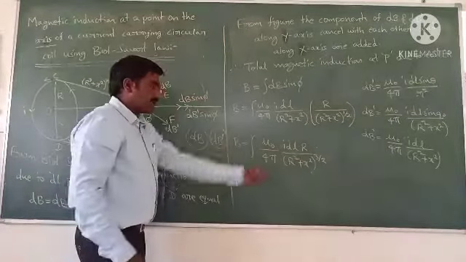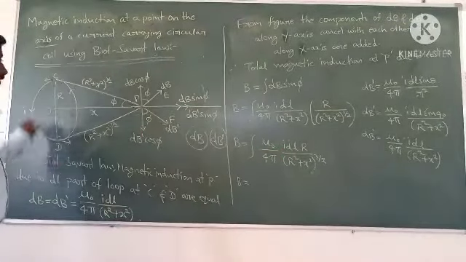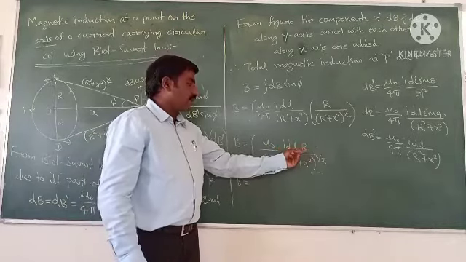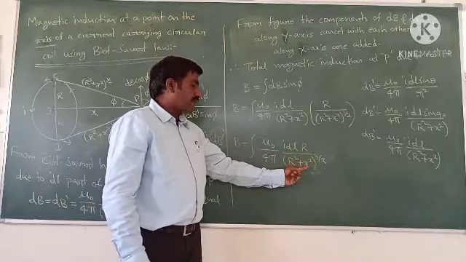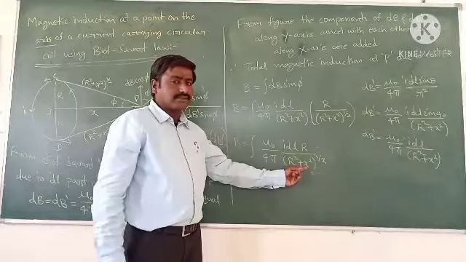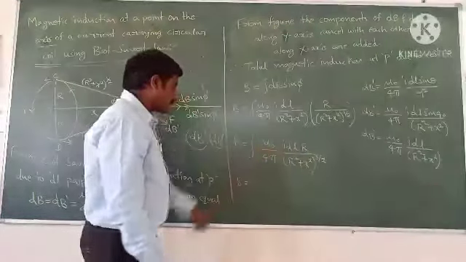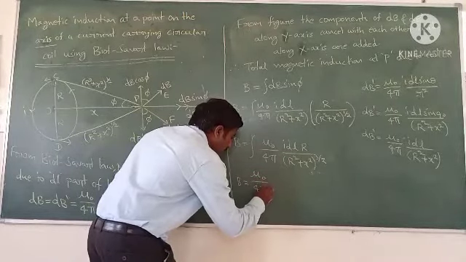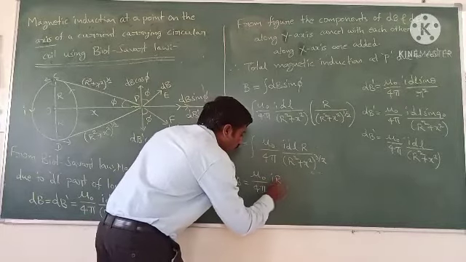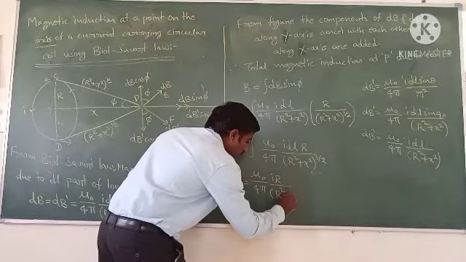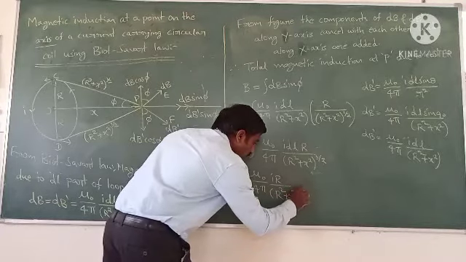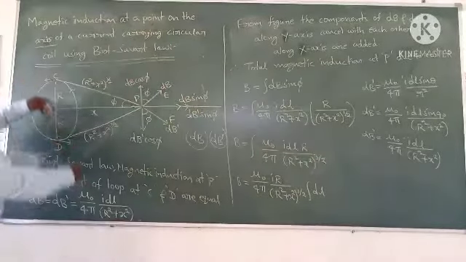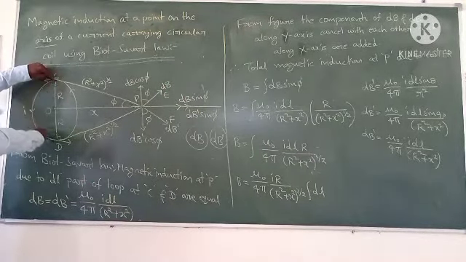These are all constants because I is the constant current which is passing through the circular coil, the length of the small element dl is constant, and the radius of the circular coil is constant, and x is the distance between point P and the center of the circular coil, that is also constant. So all constant terms take outside. So mu naught by 4 pi I r by r square plus x square whole power 3 by 2 integral dl. So integral dl means this entire length.